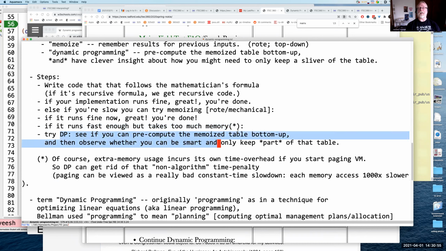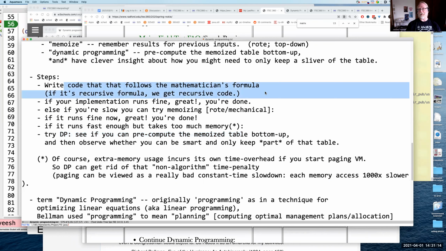See if you can figure out a way to take that memoized table, build it bottom up, and observe if you can somehow be clever and only need to keep around a portion of that table that you're building bottom up. Okay. So that's the thing: write naive code and it might be good enough. If it is, run it and test it and benchmark it, and you might be done right there. Don't waste your time with anything else.